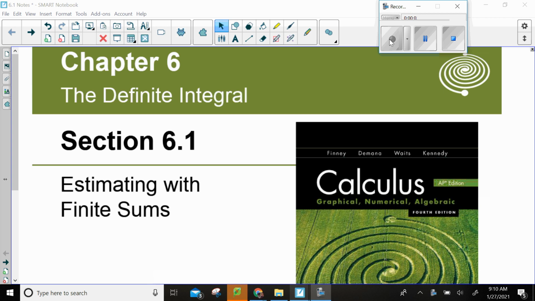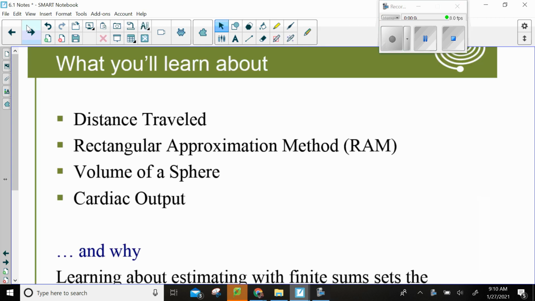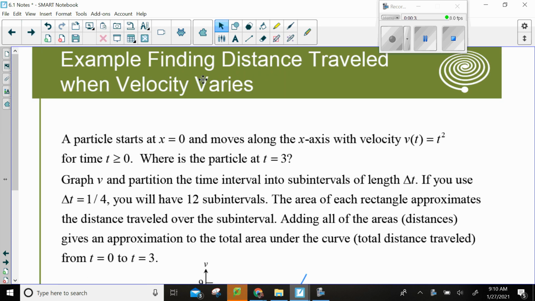Hey there. Today we are talking about section 6.1, estimating with finite sums. So what we're going to be doing is we will find distance traveled, otherwise known as area under the curve, rectangular approximation method. So finding the approximate area using rectangles, and the volume of a sphere. Cardiac output is going to be one of the exploratory things that we will do.